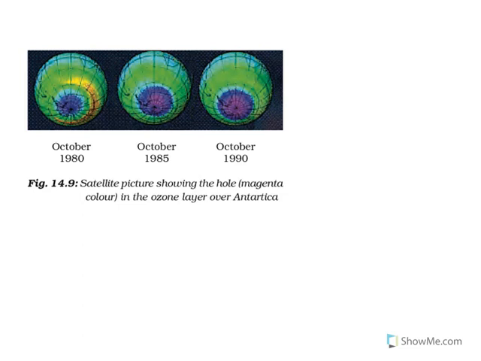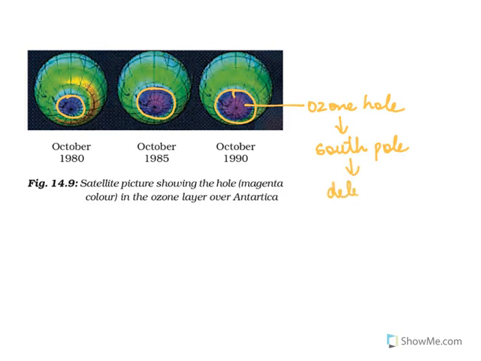Here again is a satellite picture of the ozone hole that is increasing. It is a region above the South Pole which shows depletion of the ozone.